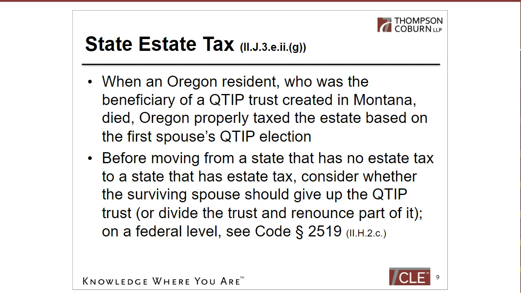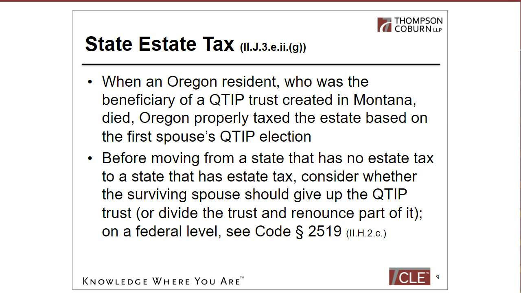Not many states impose a gift tax. Most of the states that have a state estate tax do not have a state gift tax. So they could consider, before making the move, making a gift to get this out of the estate for estate tax purposes, and then they can avoid state estate tax. Now, that may be too unpalatable because the surviving spouse might not want to give up the QTIP trust. You could certainly give up just part of it instead of the whole thing, because you could divide the trust and renounce part of it. And all the gift tax consequences from doing this are listed in Code Section 2519.